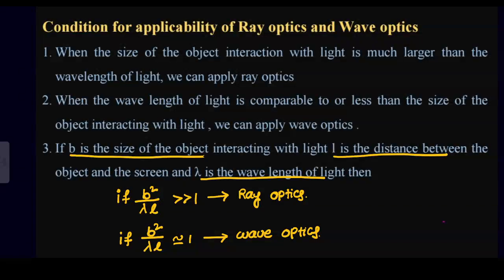If it is very much greater than 1, that means the size of the object is very high, so obviously b square by lambda L is greater. In those cases we have to use ray optics. If the size of the object is high, we go for ray optics. If the size is small, then we should think of light as having wave nature.